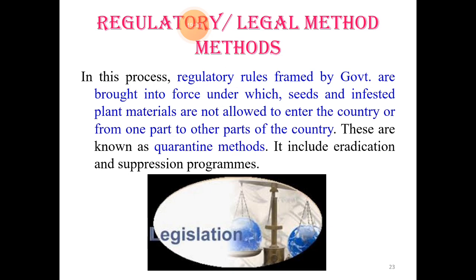The next method of IPM is the legal or regulatory method. Here, the regulatory rules are framed by the government, where seeds or plants in an infected stage are not allowed to enter into the country or move from one part to other parts within the country. So the infected plants and products are not allowed to move from one place to another, or from one country to another, and these restrictions are also called quarantines.